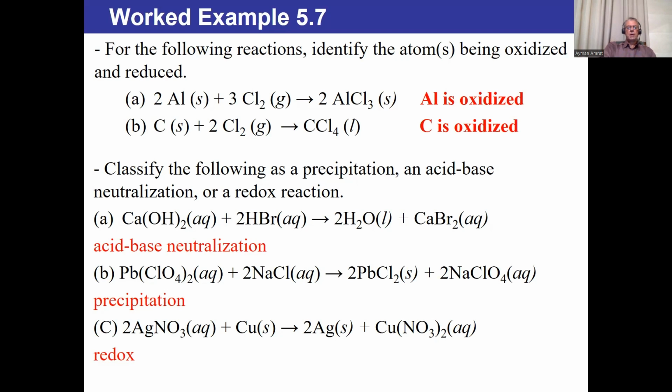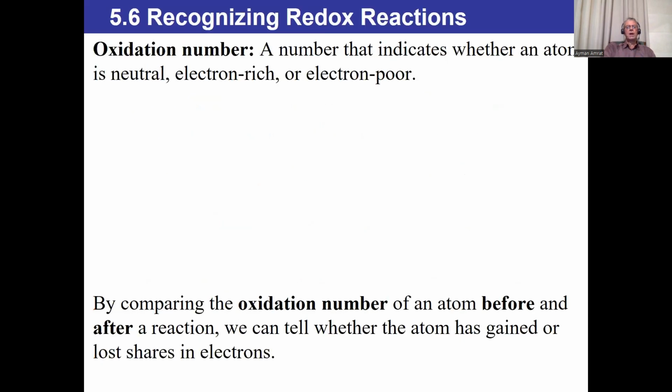2 AgNO3 with copper: Ag+ is converted to Ag metal, so it is reduced. Copper is converted from 0 charge to copper nitrate, Cu(NO3)2, from 0 to +2. This is oxidation, so the reaction is a reduction-oxidation reaction.